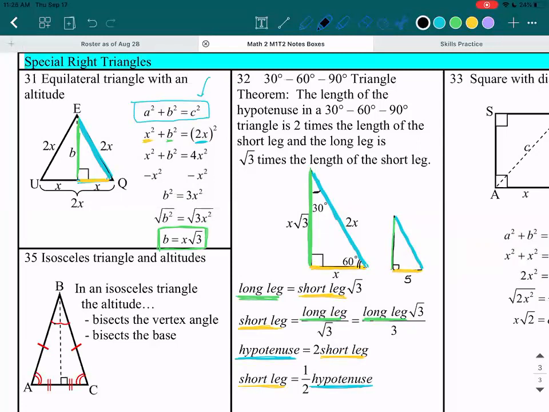So I labeled it 5 on the bottom just to give you some examples. So this x is the 5. So then the green side would be 5 radical 3. And then the blue side would be 2 times 5, which is 10. Okay, so here's just a little example for you in numbers. Okay, so that was the first 2 boxes. Do you guys have a question on those boxes?